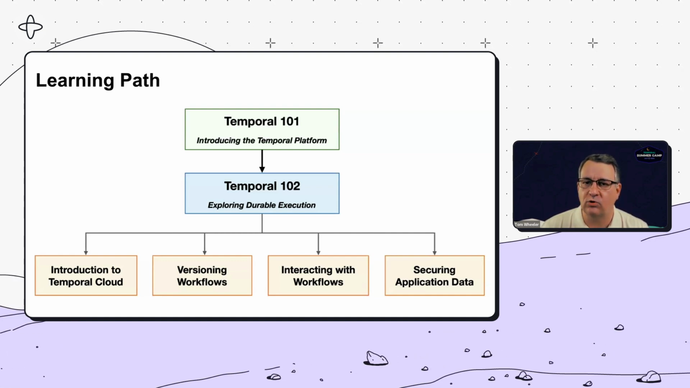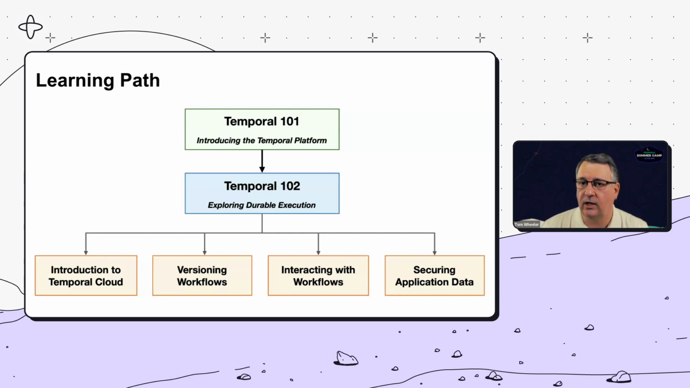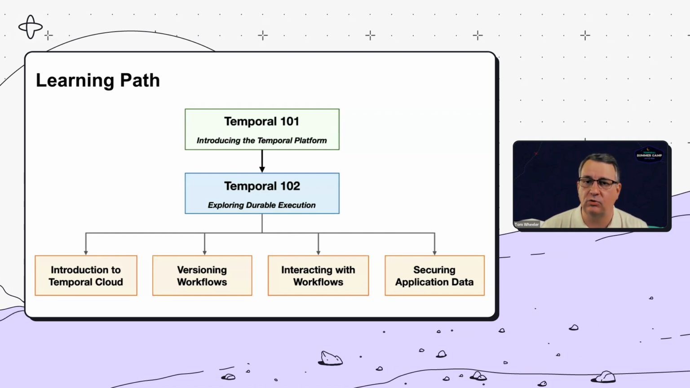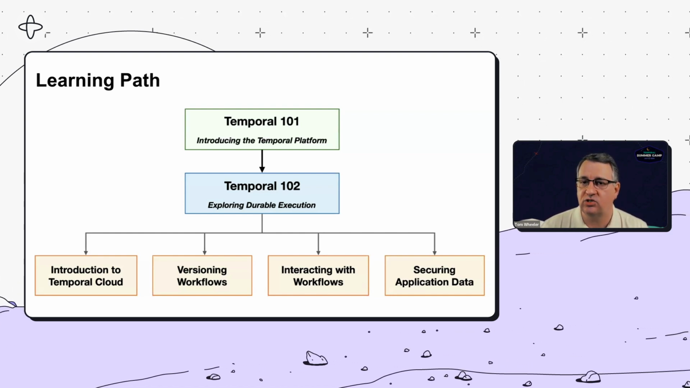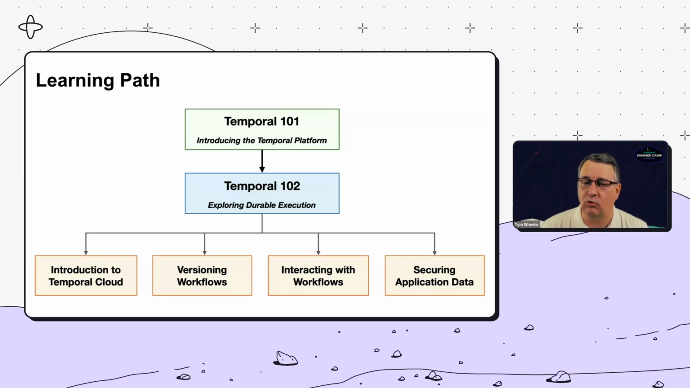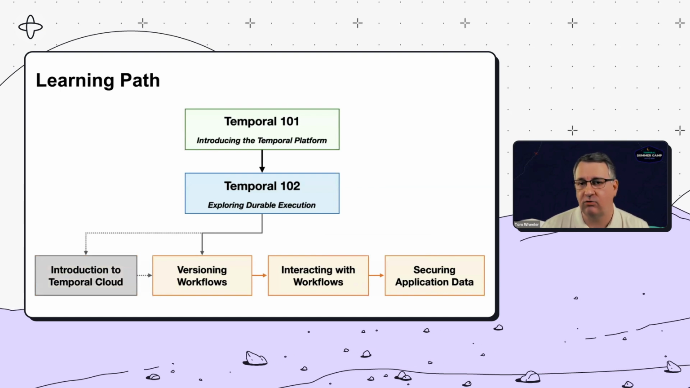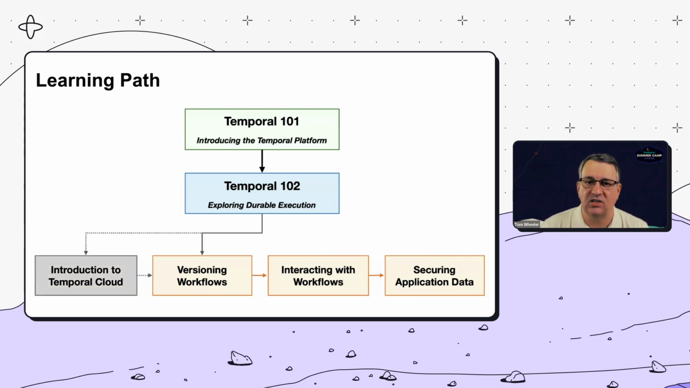None of these 4 courses at the bottom depend on one another, though. So consequently, once you've completed Temporal 102, you can choose which of these courses to take according to your needs and interests, and you can take them in any order you like. That said, it's natural to wonder whether there's some optimal order in which to take them.